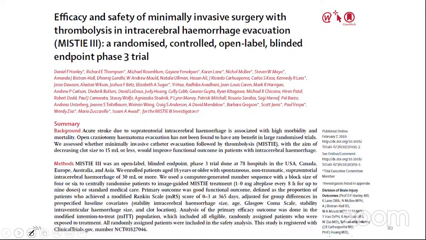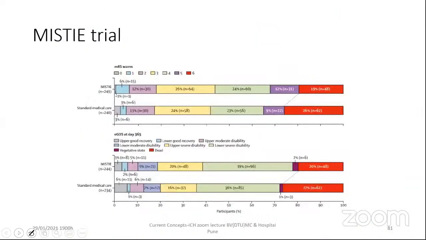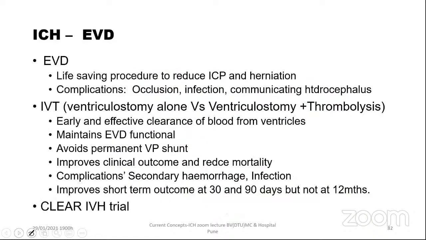So now MISTIE 3 has also appeared, and MISTIE 3 is an open label blinded endpoint phase 3 trial at 78 hospitals in the USA and Canada, Europe, Australia and Asia, and the results are very disappointing. Meaning there is no difference in the outcome, but the procedure is safe. That's what the MISTIE 3 trial has shown us, and there is no difference in the functional outcome at 1 year.